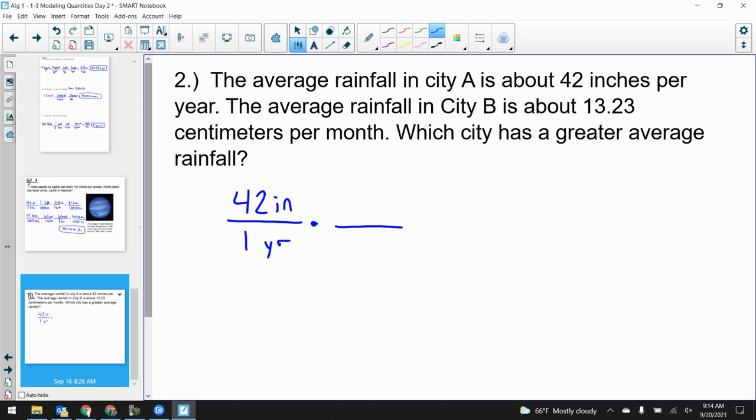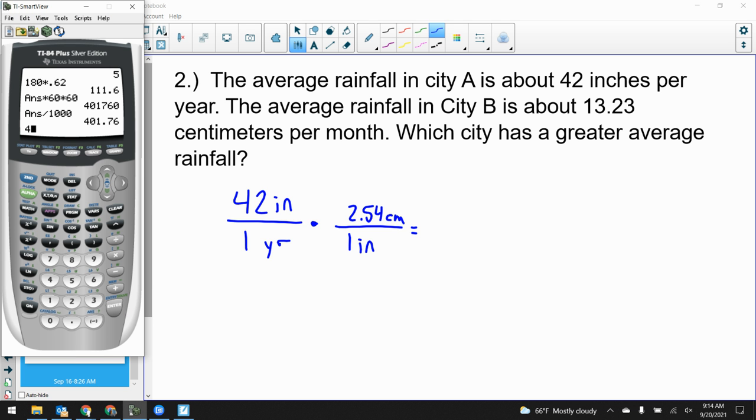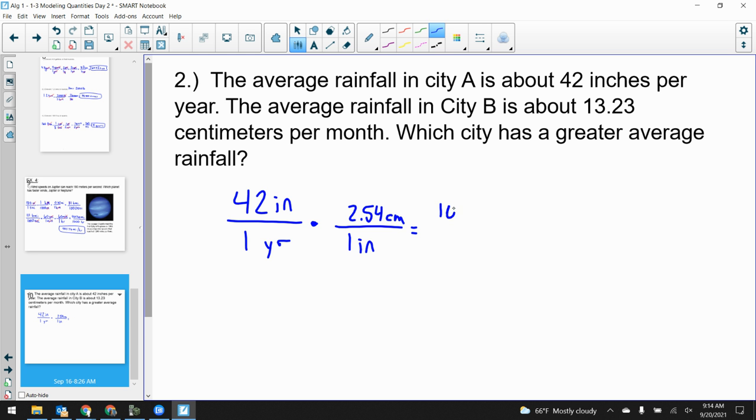What's my conversion for inches to centimeters? Is there a conversion for inches to centimeters? Yes. 1 inch is 2.54 centimeters. Okay, so I could go right now and say 42 times 2.54 is 106.68. And that is centimeters per year, for 1 year.